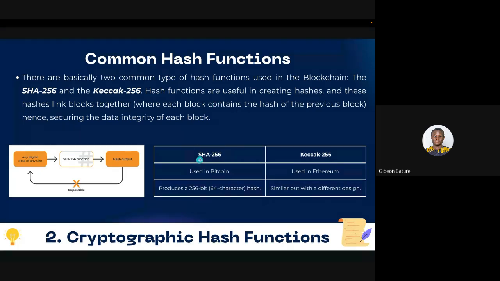Now looking at SHA-256 and Keccak-256. SHA-256 is used in the Bitcoin blockchain, and Keccak-256 is used in the Ethereum blockchain. So take note of that. Now there are different kinds of SHA. It's not only 256. There's 512, and I think 128. But this is the one that is used for Bitcoin. This SHA-256 produces a 64-character hash. So irrespective of what you give it as an input, it will always give out a 64-character hash.